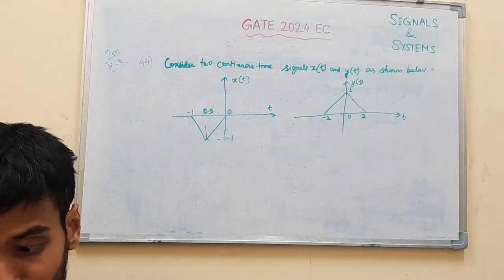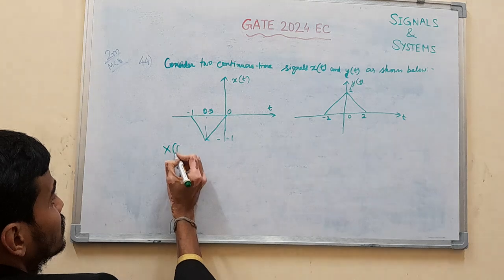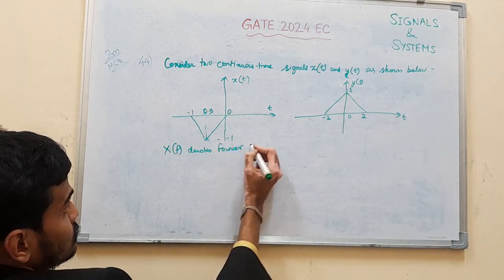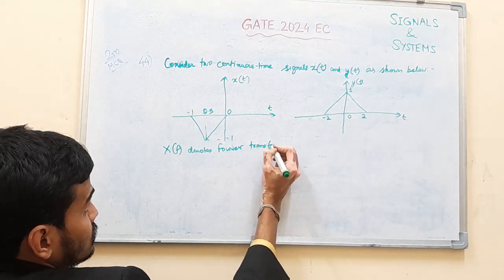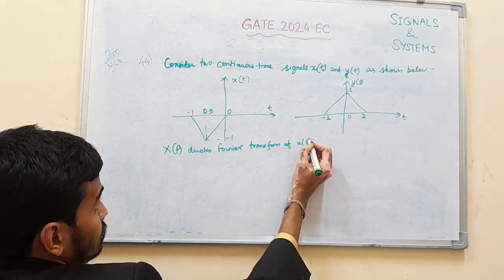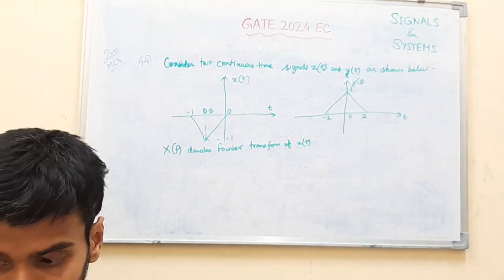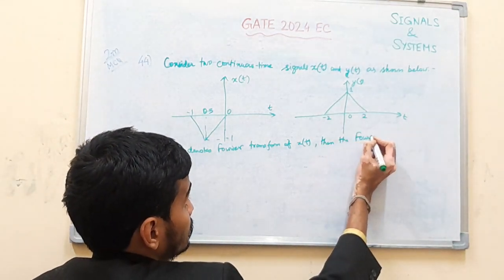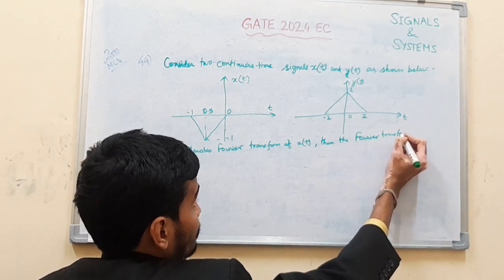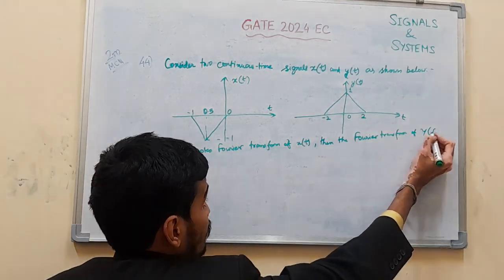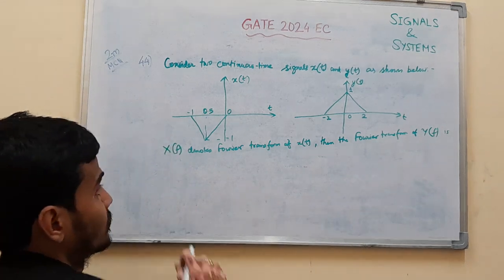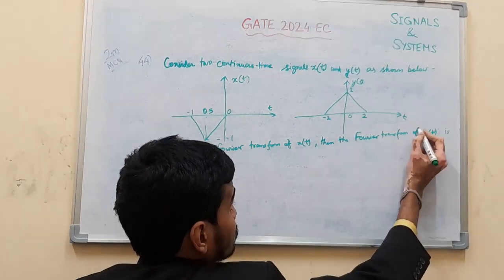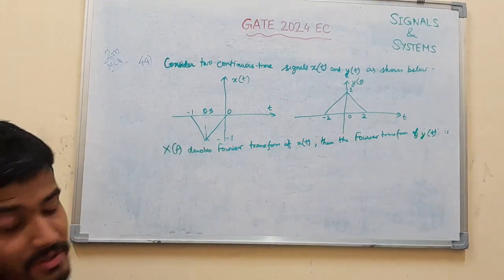It is given like this: x of t and y of t. X of f denotes the Fourier transform of x of t. The Fourier transform of y of t is y of f. Y of f is to be represented in terms of x of f.